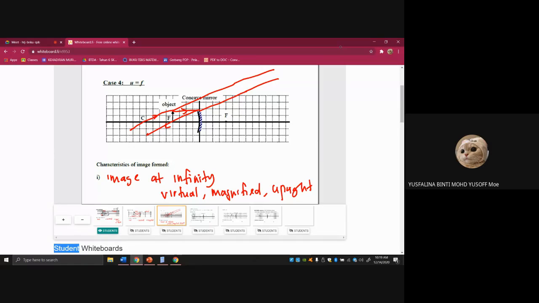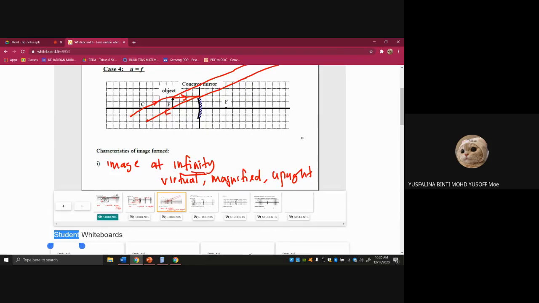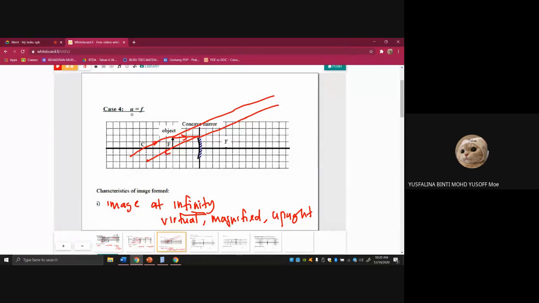Even though it is at infinity, we already know that if you make it longer, the image will form on this side. On this side it should be virtual, and then upright, right? If inverted it should be down here. So if the image forms up here it should be upright, and also magnified, other than that we know it is formed at infinity. So I hope you are clear for this one, if U is equal to F.